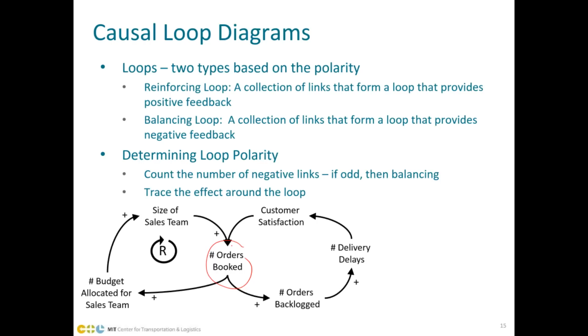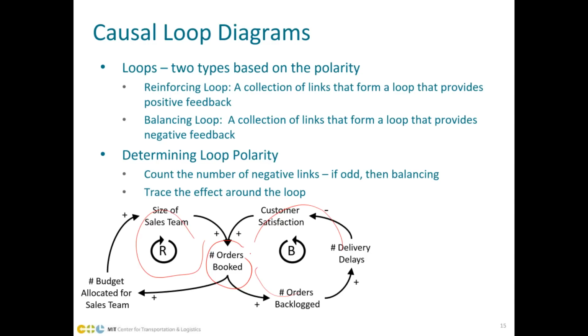The more delivery delays I have, the lower customer satisfaction. So this is a negative link now. And then if customer satisfaction increases, then the number of orders booked will increase. If it decreases, then the number of orders booked will decrease. So this is a balancing loop because it moves in the opposite direction. The number of orders booked on the left-hand side was reinforcing, and here it's more balancing because it'll bring it back in line. So it's a balancing loop.